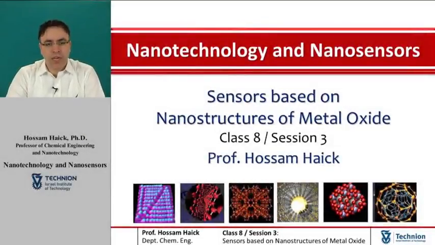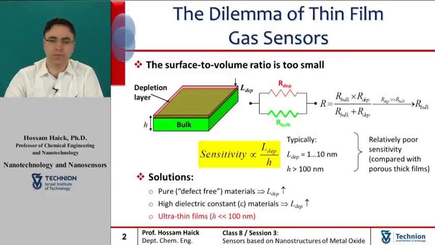Welcome to class number 8, session number 3. In this session, we will discuss improvements in sensitivity for metal oxide sensors upon decreasing one or more of the characteristic dimensions of the metal oxides to around 10 to 20 nanometers.